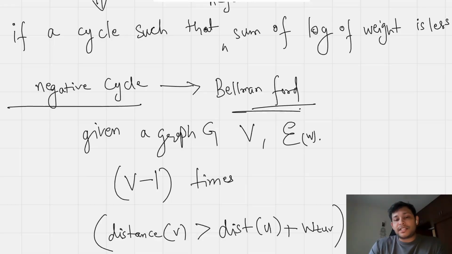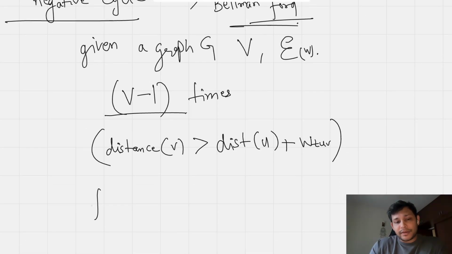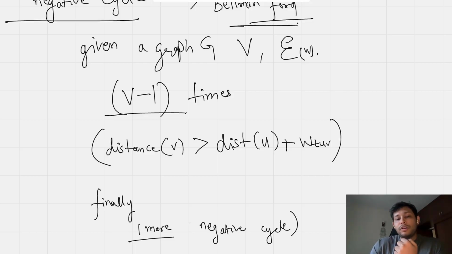And we do this relaxation process V minus 1 times. And finally, we do the same process again one more time and see if the relaxation is still happening. If that happens, then we detect that there is a negative weight cycle. And that's all we have to do as part of this problem as well.